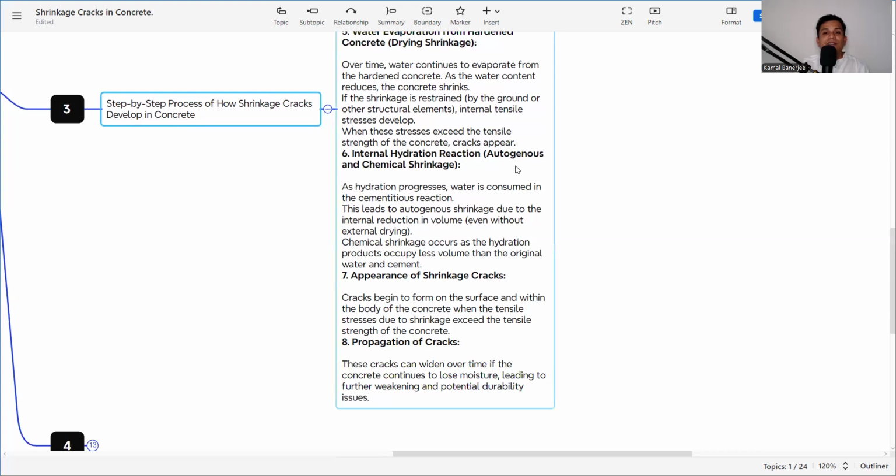Then, initial hydration brings the autogenous and chemical shrinkage. As hydration progresses, water is consumed in the cementitious reaction. This leads to autogenous shrinkage due to the internal reduction in volume, even without external drying. It cannot be noticed from outside, but it starts internally. That is called autogenous and chemical shrinkage.